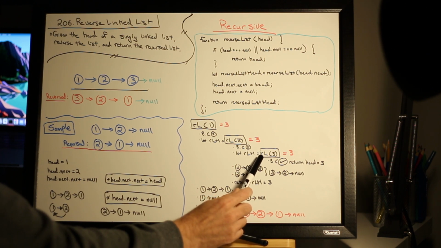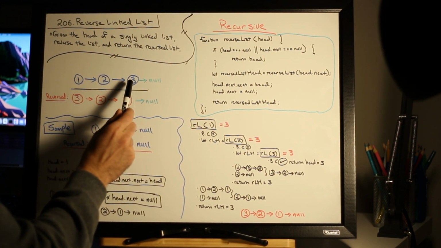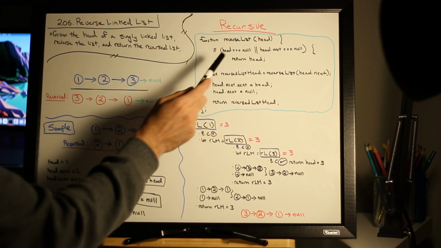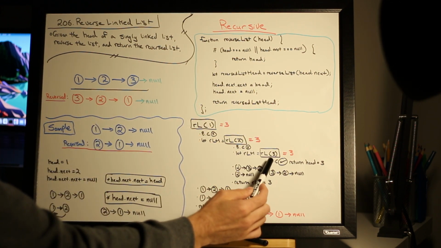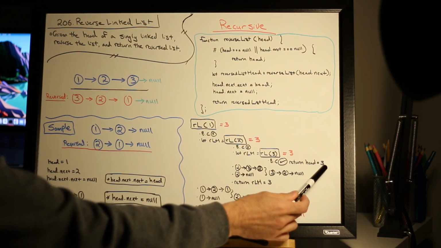Now this is the final recursive call, and we'll check if the base case is valid. If head is equal to null? Head is equal to 3, so it's not null. Is head.next equal to null? It is, so we'll return the head. So the base case is valid, we have a check mark, and we return the head, which is equal to 3.